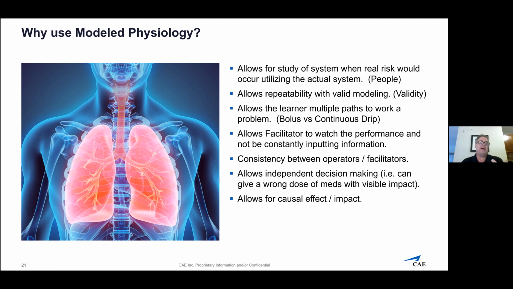But also, modeling allows the learner multiple paths to work a problem. So you've got the bolus versus continuous drip. This is probably one of my favorite things in the model physiology: as a clinician, there's more than one way to come at a problem, and allowing your students to learn that, you could get to the same endpoint. Now you can talk about the finer points of why we would want to use a bolus versus a continuous drip, or vice versa, depending on the situation. So that's a neat piece on why to use that.